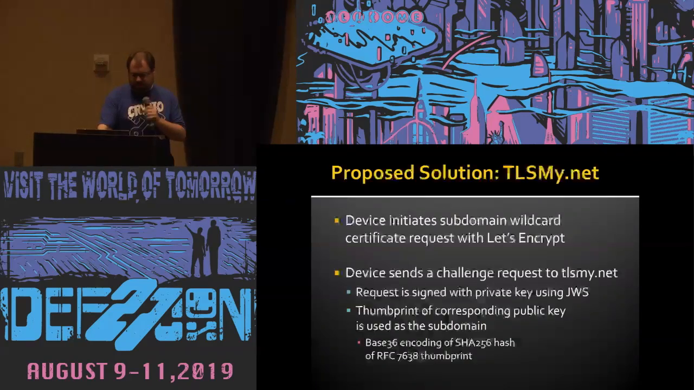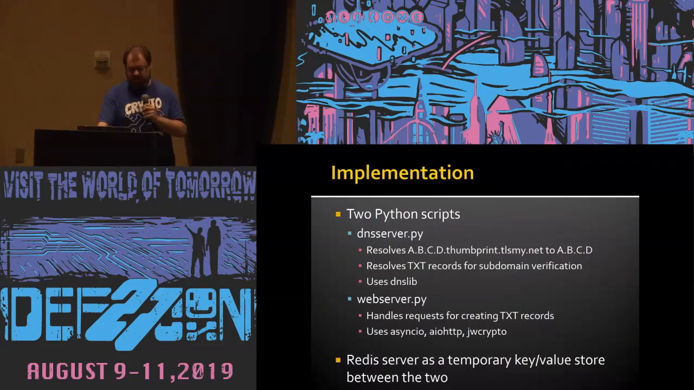So this is currently implemented in two Python scripts that are on GitHub right now, and I'll give you that URL later. The first is dnsserver.py, and this does two things primarily. One, it resolves that IP address dot thumbprint dot tlsmy.net to that IP address. So it handles that for you. The second is that it also resolves these text records that are used for subdomain verification with Let's Encrypt.